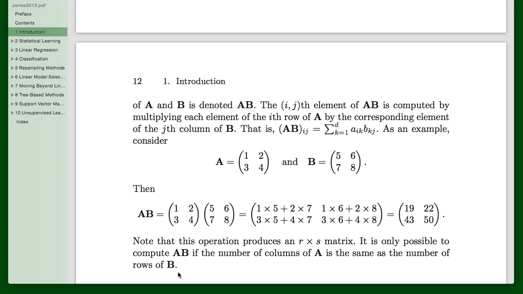Okay, so that's enough of linear algebra for the moment. In my next short video, I'll talk about the R language.